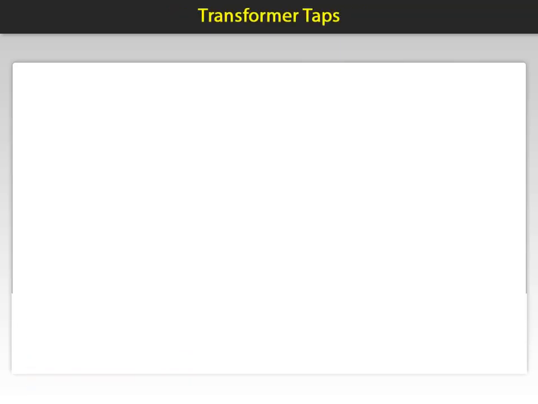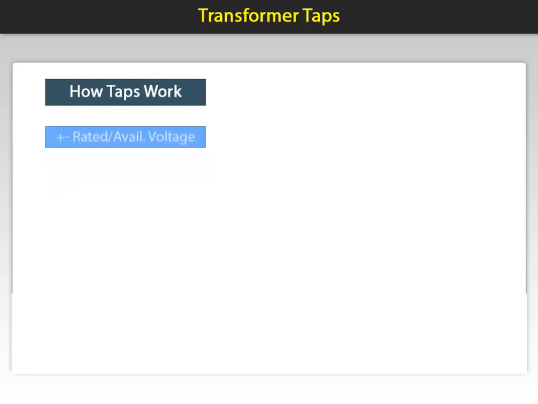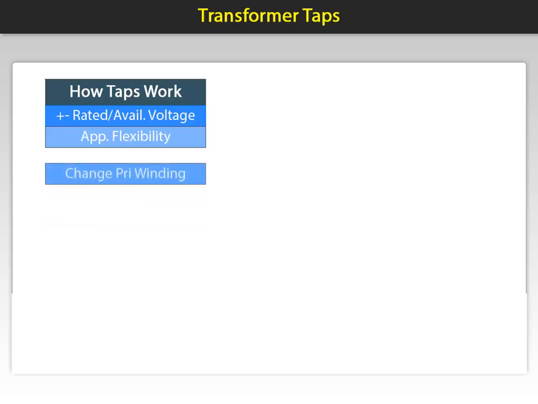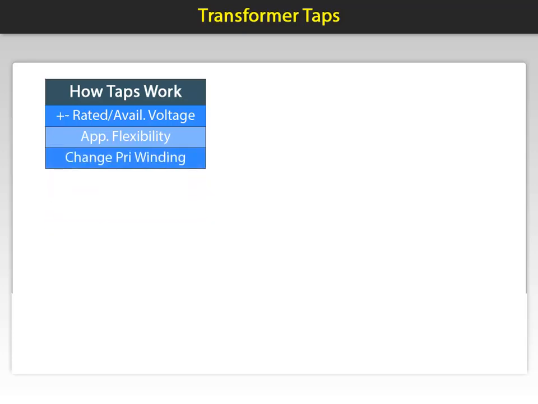We mentioned a tap changer is included on substation transformers. Here is an explanation of how taps can be changed. The source voltage can be higher or lower when supplied by the utility. Taps allow for application flexibility and allow the user to change the primary winding to compensate for the voltage difference. Taps are usually available in either 2.5% or 5% increments above and below normal.